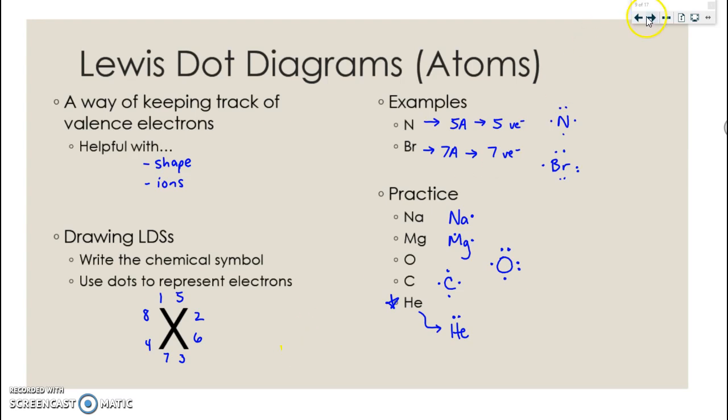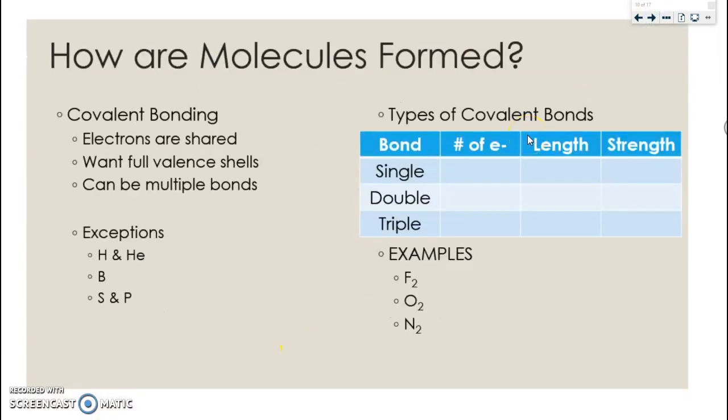Let's continue our study. We're going to talk about how molecules are formed from atoms. In covalent bonding, electrons are shared. They want full valence shells most of the time, and they can form multiple bonds. There are some exceptions. H and He only want to be in contact with a total of 2 electrons. Boron is unique because it only wants to be in contact with 6, and S and P are unique because they can have more than 8. S can have up to 12, and P can have up to 10 usually.